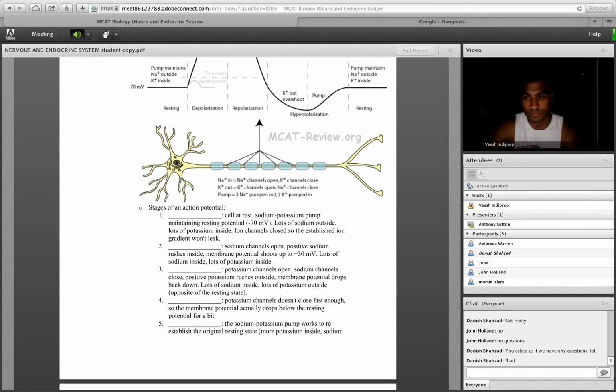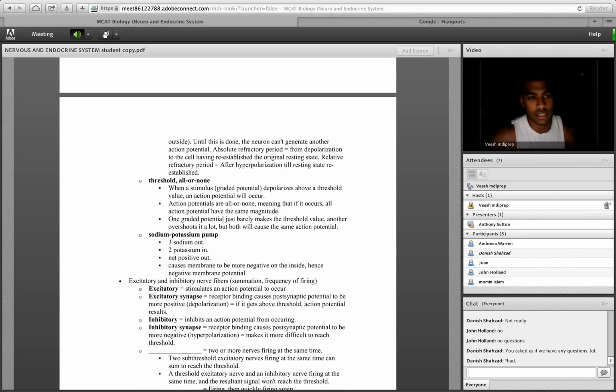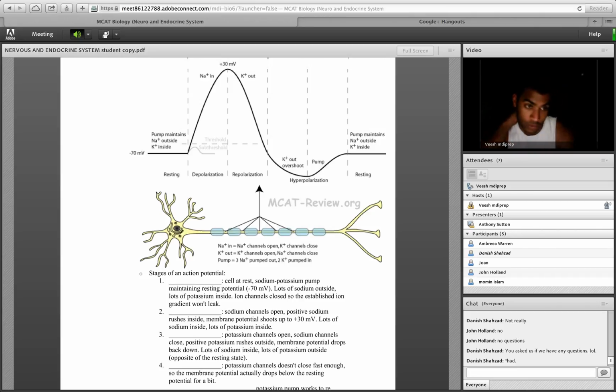So pretty much all of the action potentials will have the same magnitude. So I know earlier I said in the relative refractory period you need a stronger action potential, but I'm really referring to the concentration of the neurotransmitters that are being transmitted from one neuron to the other.